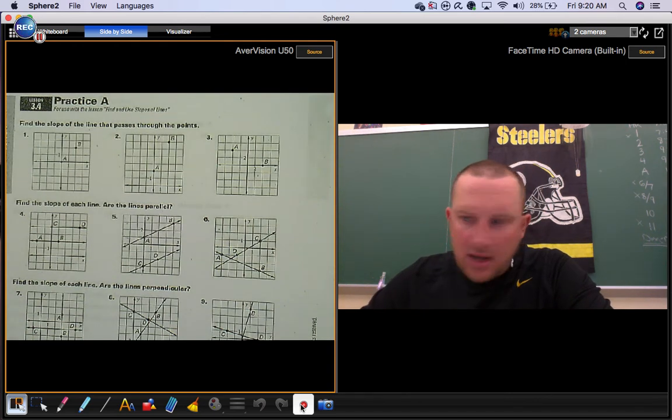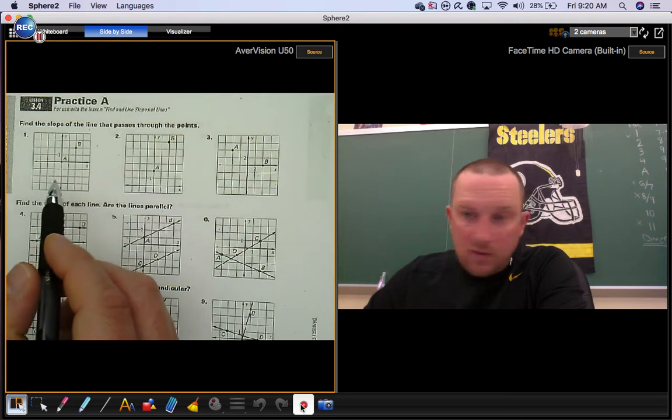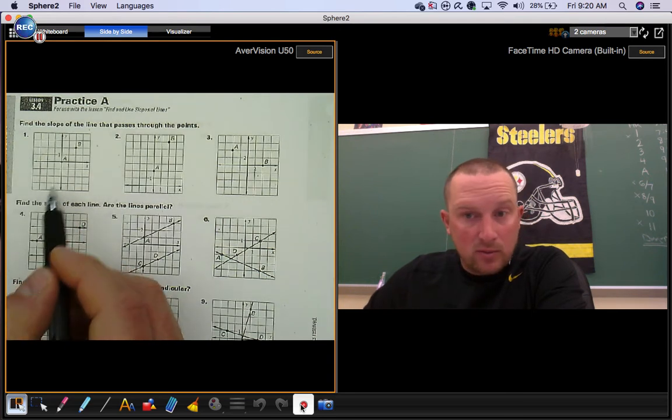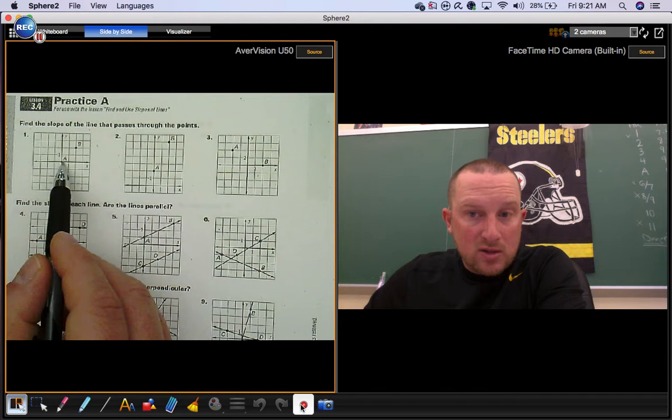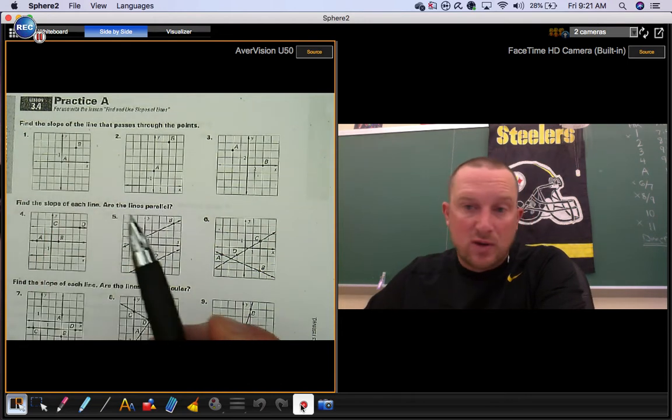All you need to do is count from one point to the other. Count the rise and count the run. If your rise is positive, that means you're going up. If your rise is negative, that means you're going down. If your run is positive, you're going to the right. If your run is negative, you're going to the left. Remember, slope is rise over run.